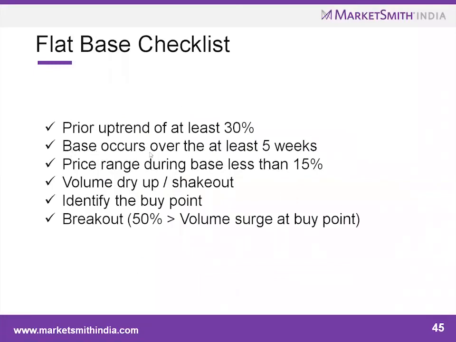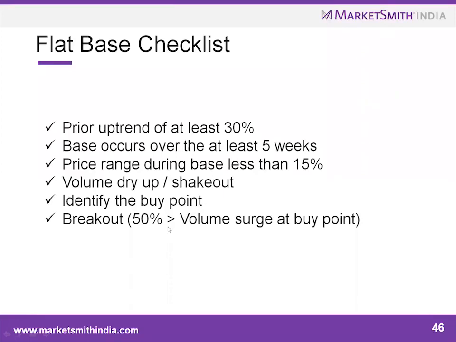So what are the checklists? The prior uptrend of at least 30% is important. Base occurs over at least 5 weeks. In the previous cases, it was 7 weeks. Here it is 5 weeks. And the price range during the base is less than 15%. Volume dry up, shake out, identify the buy point.